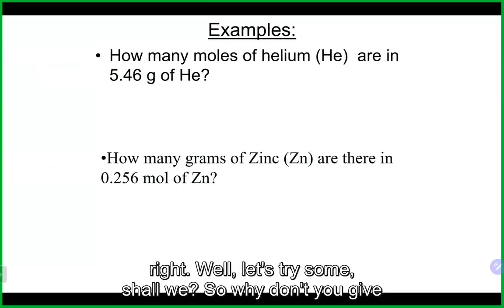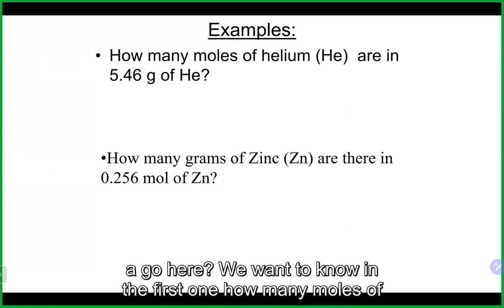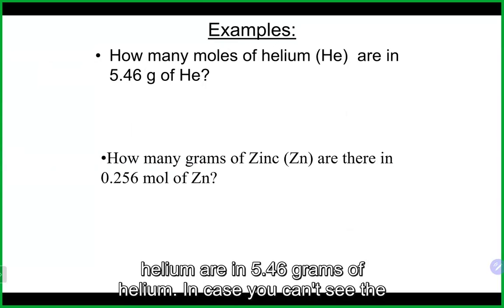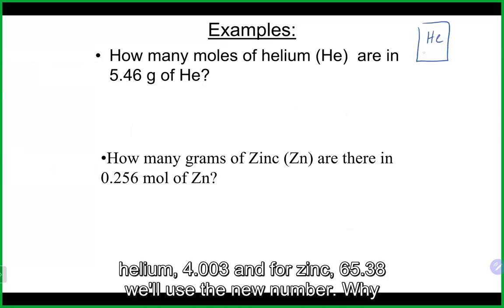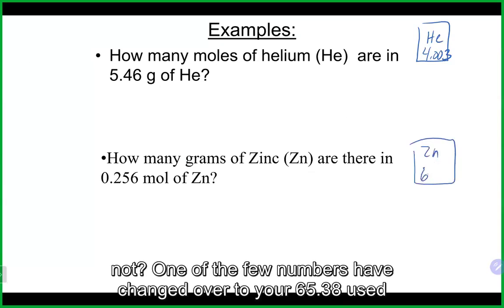All right, well, let's try some, shall we? So why don't you give it a go here? We want to know in the first one, how many moles of helium are in 5.46 grams of helium? In case you can't see the periodic table, let me give you what we got going on here for helium, 4.003, and for zinc, 65.38. We'll use the new number, why not? One of the few numbers that have changed over the years, 65.38. Used to be 65.39.